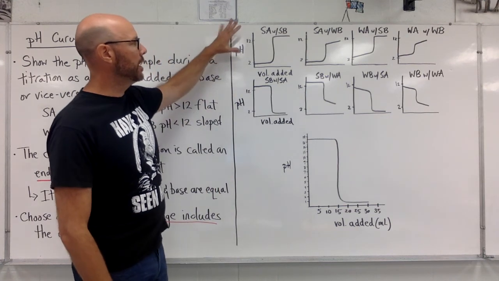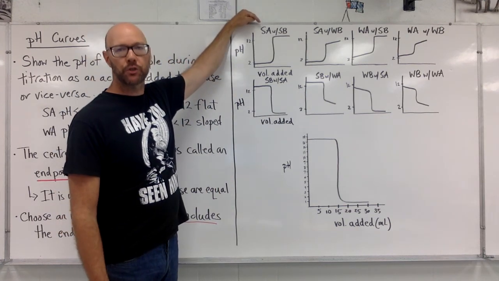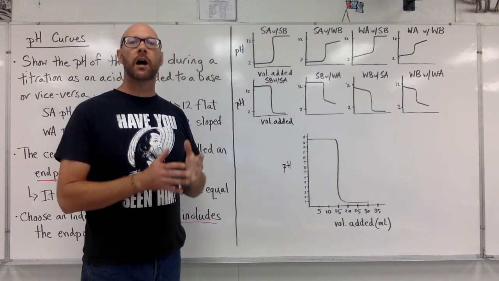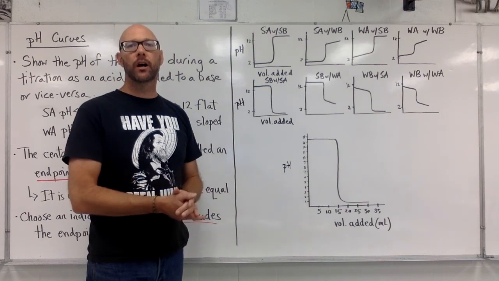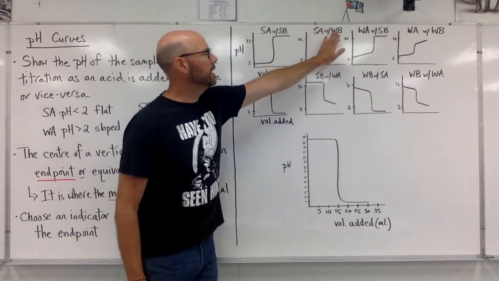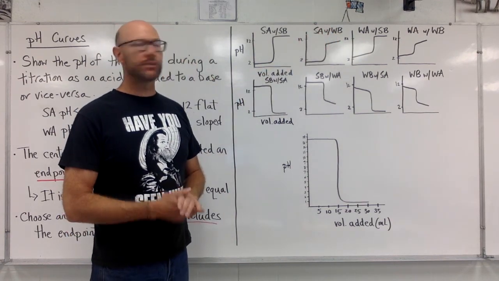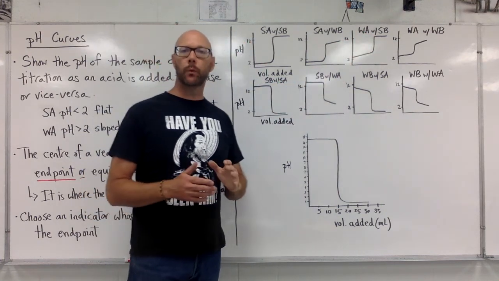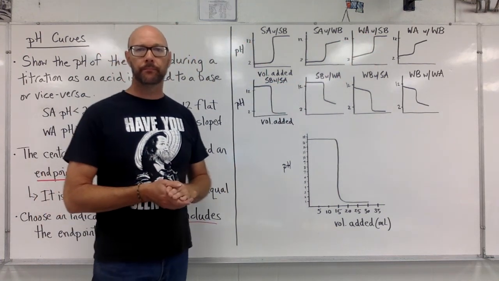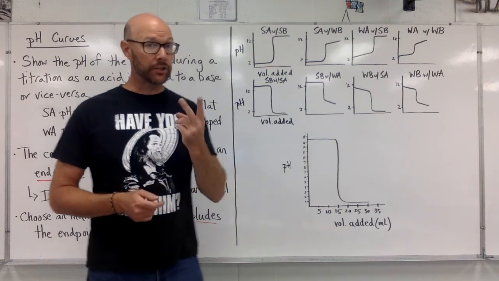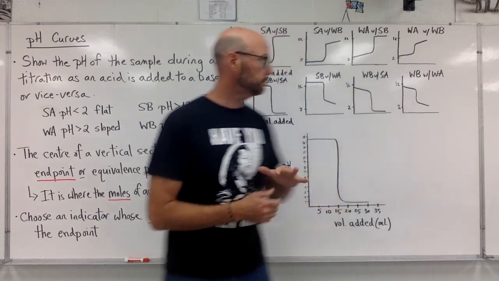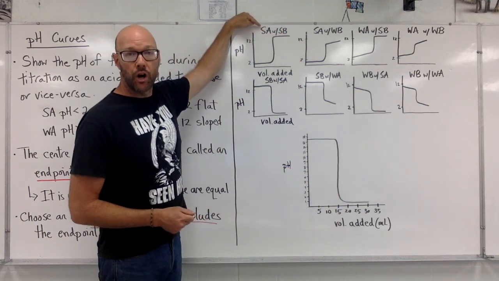These first 4 scenarios, here I have SA for strong acid, SB for strong base. This is the addition of a strong base to a strong acid. Then a weak base added to a strong acid, a strong base added to a weak acid, and finally a weak base added to a weak acid. There's a couple of things to look for, and it's always about the pH and the shape of the graph itself. Here we started with strong acid.